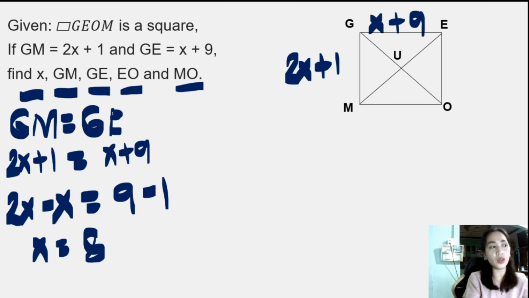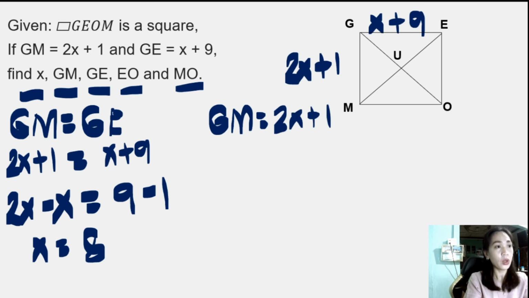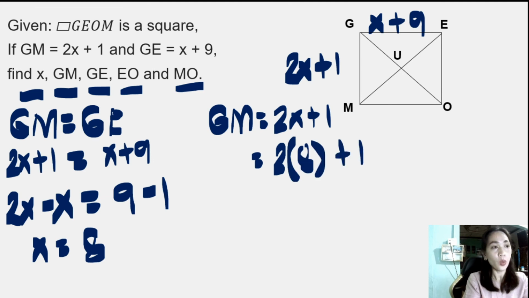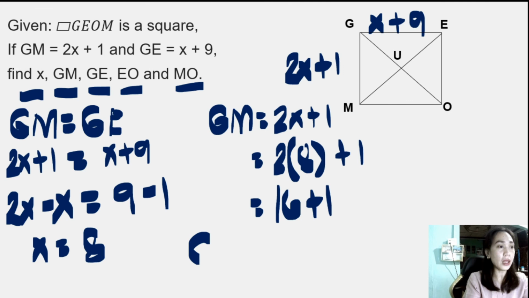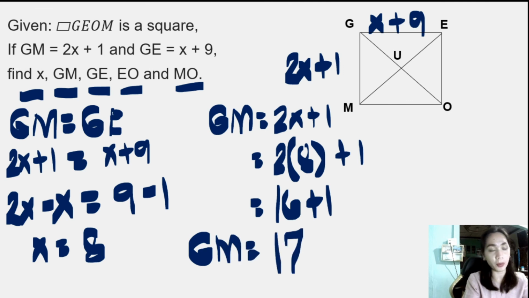Since you have the value of x, which is 8, you're going to substitute in the value of GM. GM is 2x plus 1, so replace nyo lang si x by 8. So, 2 times 8 plus 1. What is 2 times 8? That is 16 plus 1. So, the value of GM is 17. Kuha po ba?